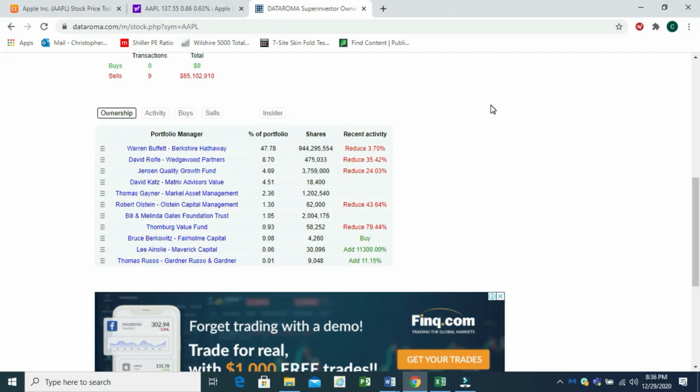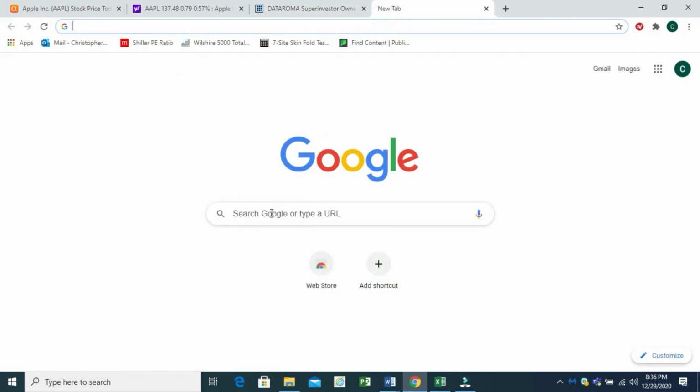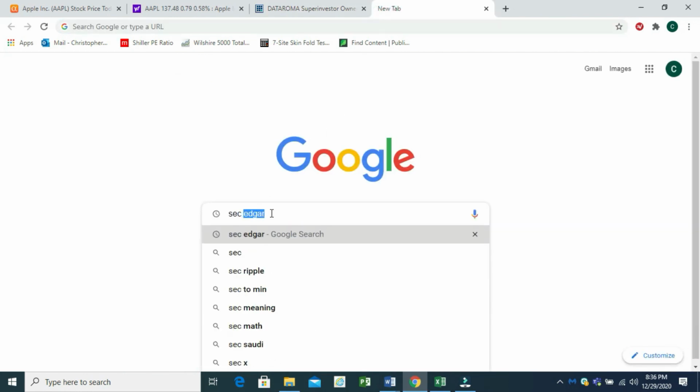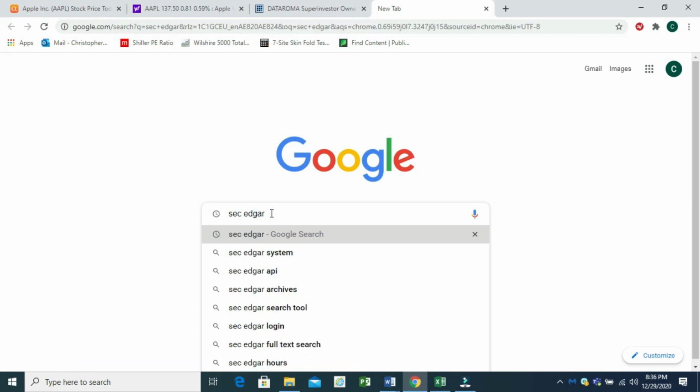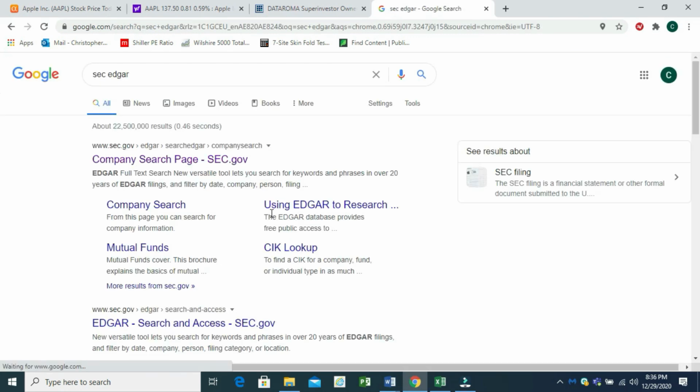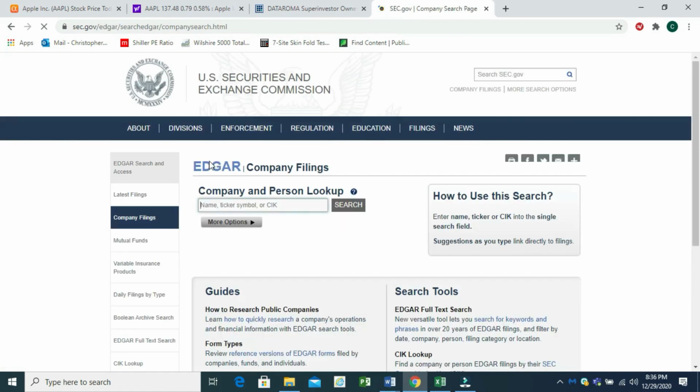Okay, so something that Sam and I like to do, we just like to validate the information. So Dataroma is a great site, it compiles all this information, but let's check for ourselves that this information is in fact accurate. So what I'm going to do is I'm just going to open up the SEC EDGAR website, which is a bit of a difficult website to navigate, and we're going to do our best. Okay, so I just type in SEC EDGAR into Google. Yep, it's the first link that it sends me.